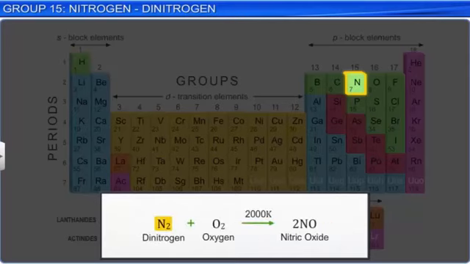Dinitrogen and oxygen react in equal volumes at a very high temperature of 2000 Kelvin to form nitric oxide, as shown here.